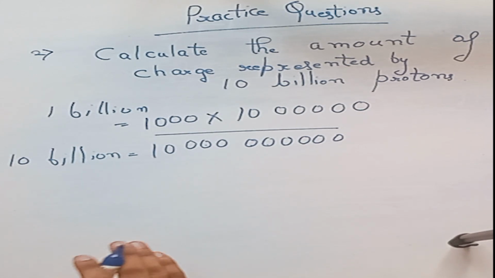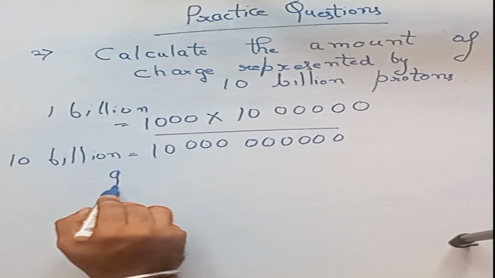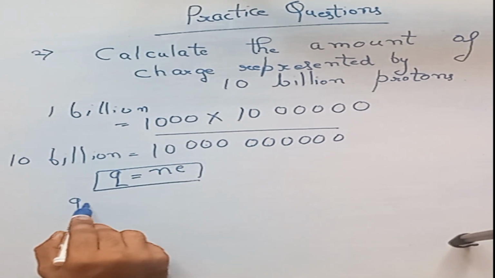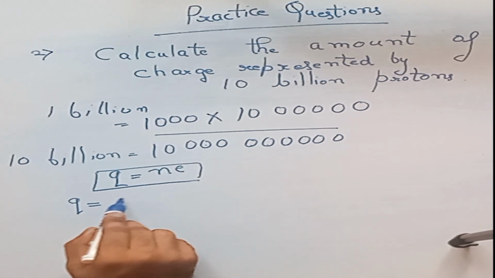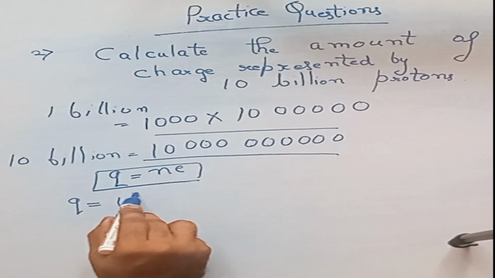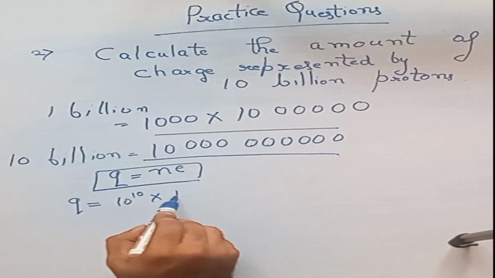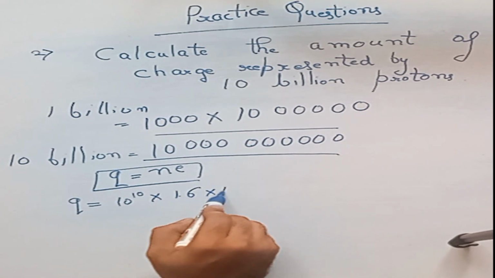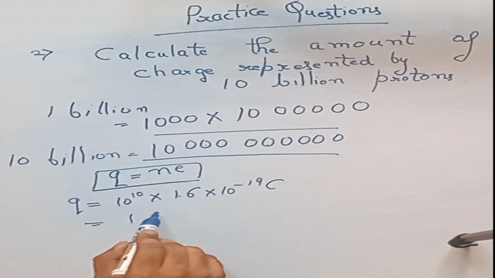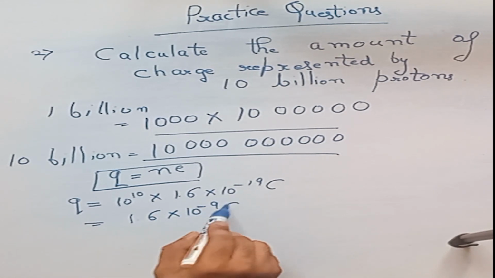Calculate the amount of charge represented. What is the formula? Q is equal to N e. So Q is 10 to the power 10 into the charge of the electron, 1.6 into 10 to the power minus 19 coulomb.